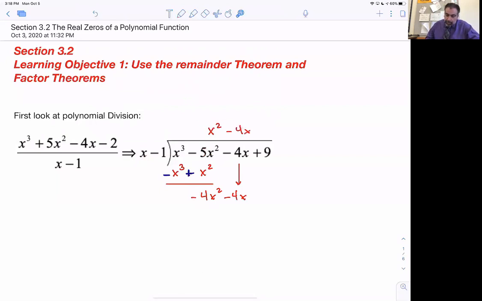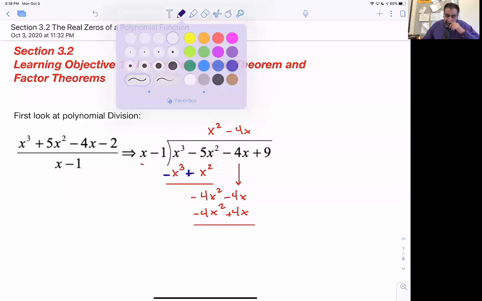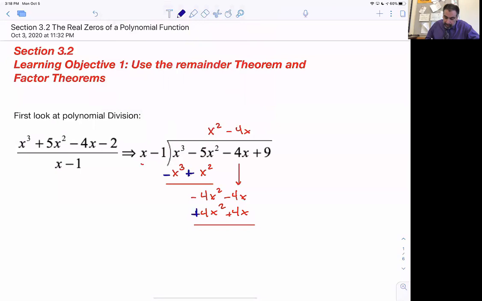So again, we're going to distribute, and we're going to get -4x times that x right here. That's going to give us -4x squared. And now we're going to multiply this -4x times this -1, and that's going to give us +4x. So again, the thing you want to remember at this point is we are going to change the signs and add. So I'm going to take that negative and make it into a positive. I'm going to take this positive and make it into a negative. And now I'm going to add these columns together. The x squareds are going to go away, and we're going to be left with -8x. So now we bring down the 9, and we're going to have -8x plus 9.